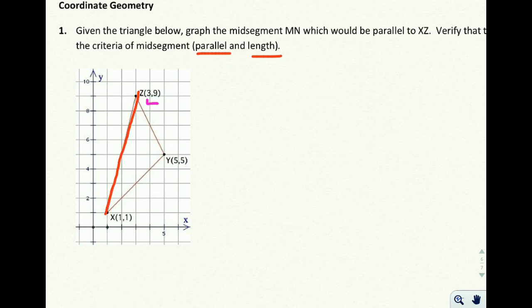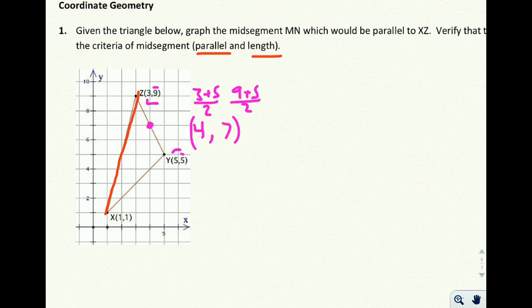We have a 3 and we have a 5. The middle of 3 and 5 is going to be 4. And if you like to use the midpoint formula, 3 plus 5 over 2 is 8 over 2, which is 4. And then the y-coordinate, we have a 9 and a 5. Halfway between 9 and 5 is 7, or 9 plus 5 over 2 is 14 over 2, which is 7. So regardless of which way you do it, it's 4, 7 here. And if we graph that, it's going to be right here.